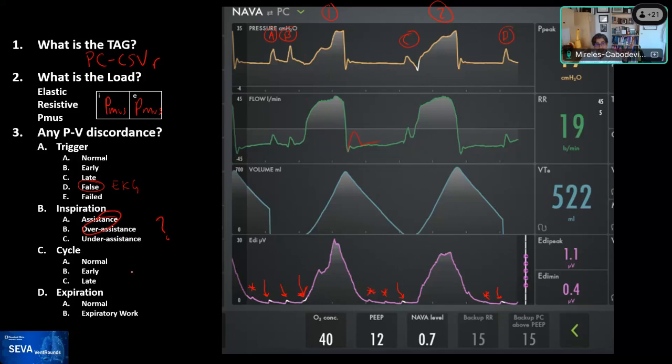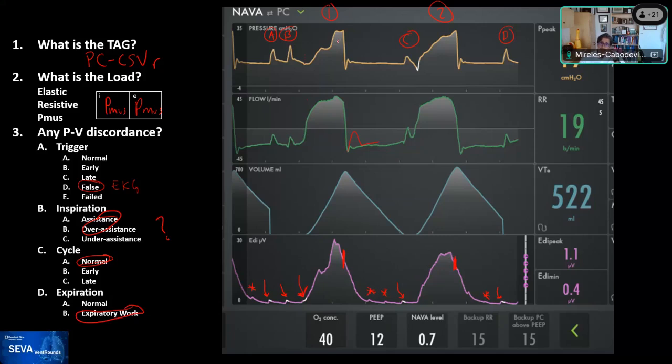So I would say that this is pretty normal looking, and it correlates with the cycle criteria that they're using for this, which is 70%. So it doesn't end at the peak; it ends around 70% of the peak inspiratory flow. And then during expiration, we talked about expiratory work that was recognized early by all of you. Yeah, that's a good item.